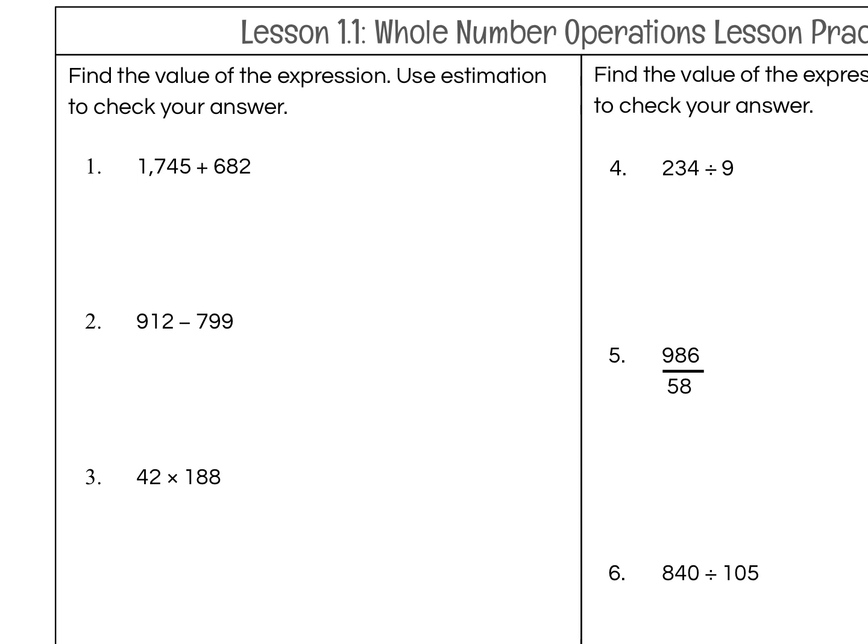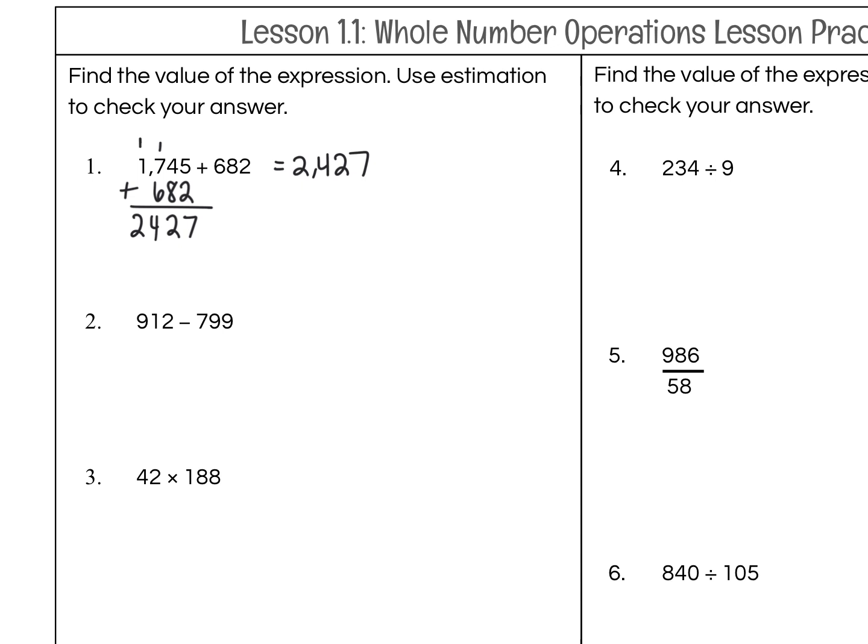So we're going to start by solving number 1. I want to rewrite it so that my numbers are lined up. I'm going to rewrite that down here. I'm just going to put 682 underneath the number already there. I'll add it all together. And my value of this expression should be what? 2,427. Yep, 2,427.